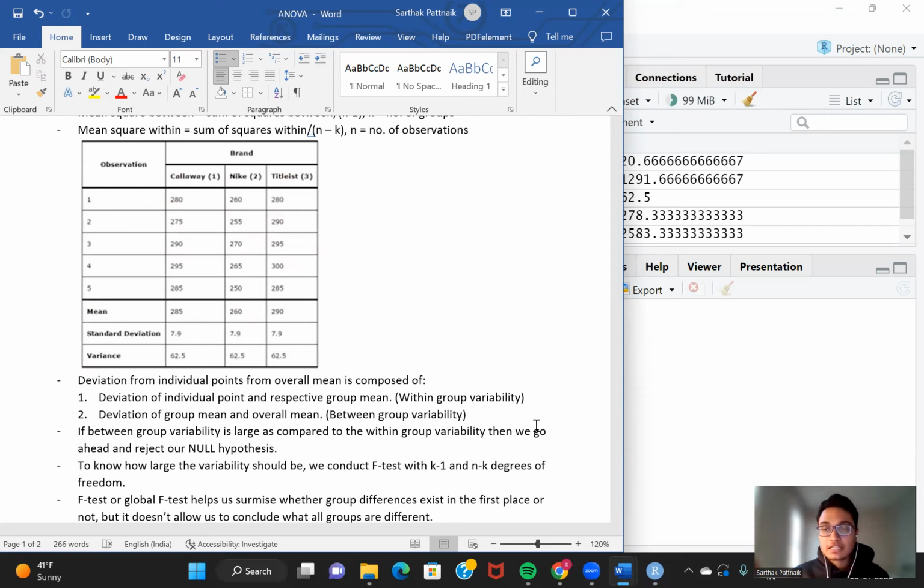And how we do that pairwise t-test, we will see in our next session. So in this session, we'll keep our discussion only to global F test. In our next session, we'll look at pairwise t-test.